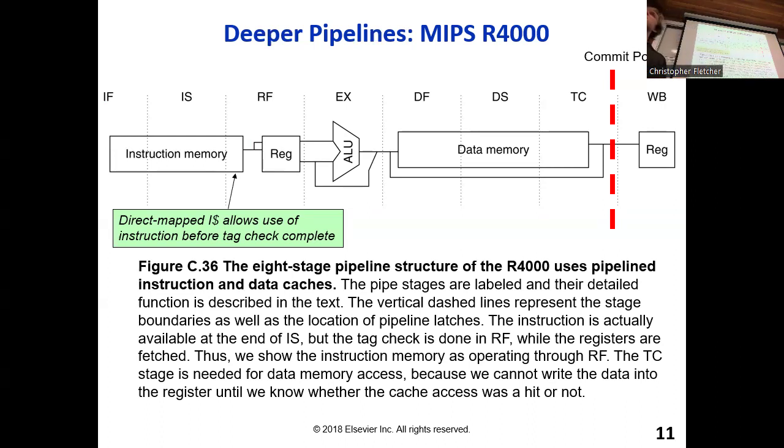Does anybody have an idea why it's okay for me to delay the tag check of an instruction until midway through its execution if my cache that I'm getting the instruction out of is direct mapped? Another way of asking that is, would this idea work if my cache was set associative?